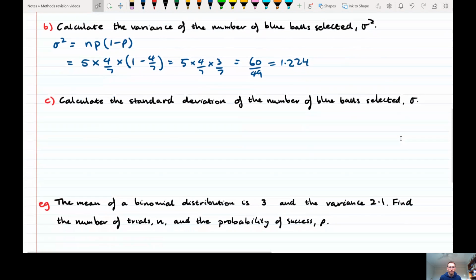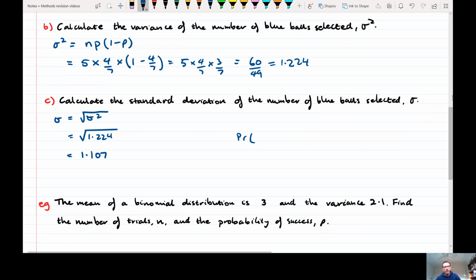Final one of our example here. So the last one, standard deviation, that's your sigma. That's the square root of the variance, which is the square root of sigma squared. So square root of 1.224, and that gives you 1.107. It's your standard deviation.